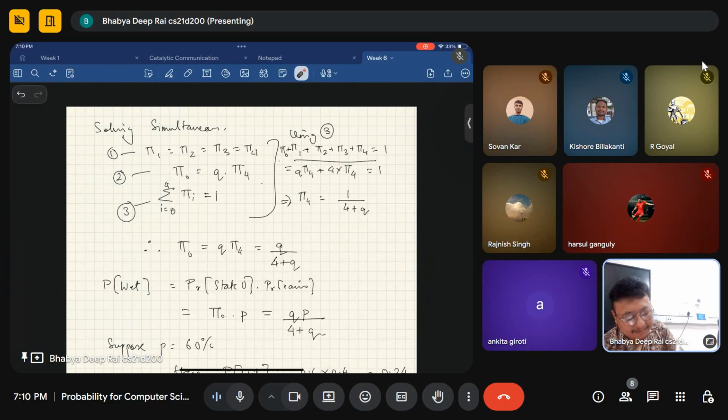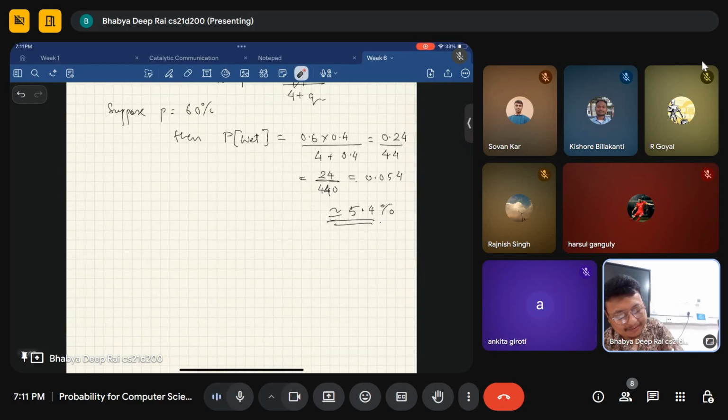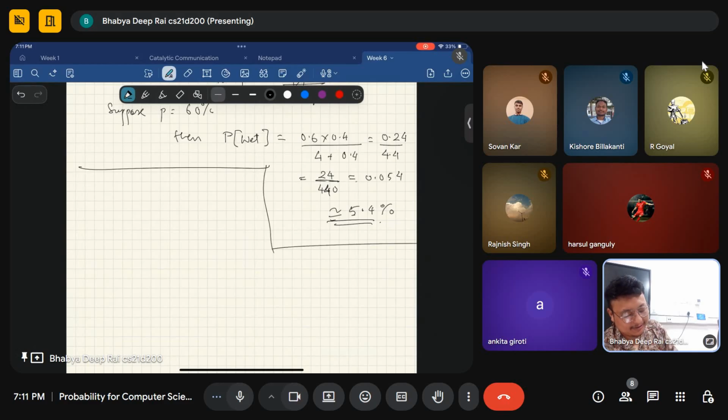So if there are n umbrellas, you have pi 5 equals pi 6 equals and so on till pi n, where n is the total number of umbrellas. And you do the same process, you substitute, then this 4 will become n, and therefore you will have n plus q, and then you'll have n plus q, and here you'll have n plus q, right? So yeah, that's a good catch.